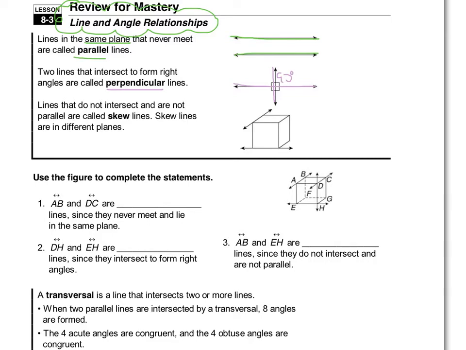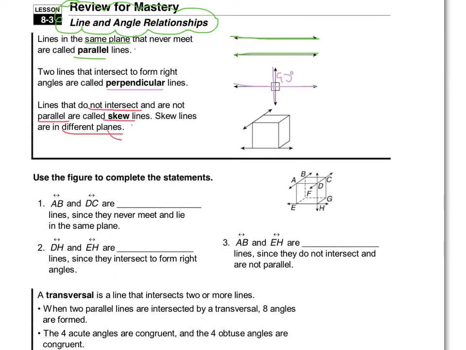And a new word that we may not have heard of before is skew. Skewed lines are lines that never intersect. They do not intersect each other. They are not parallel. They are on different planes. So that's what's different between parallel and skewed. They don't intersect each other because they're on totally different planes.